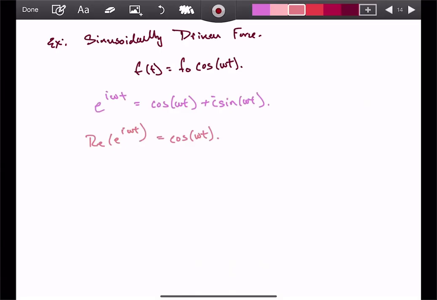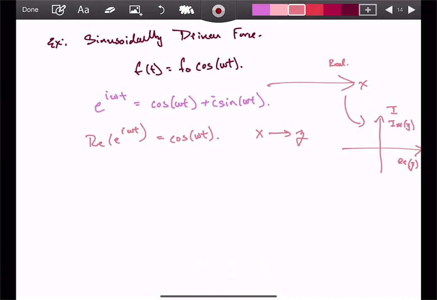Instead of working with x, we're going to complexify x and move it into the imaginary plane, and write x as some z. Basically, I'm taking the real line, this is my x, and moving it into my imaginary plane. This portion here is the real part of z, and this portion here is the imaginary part of z, right?